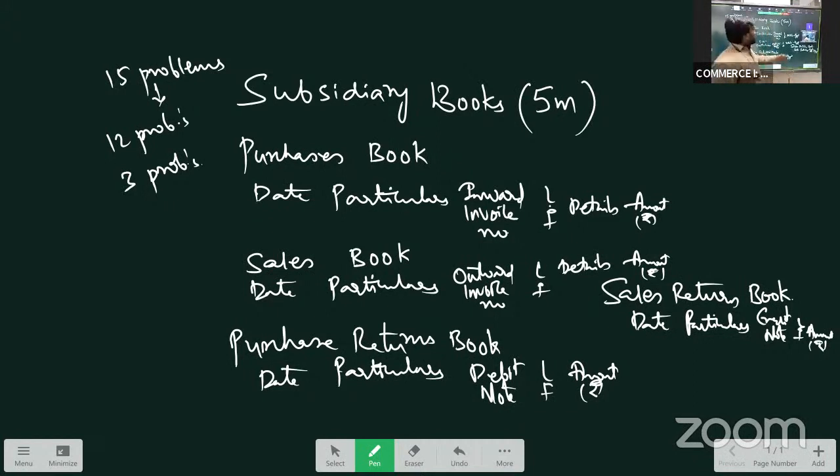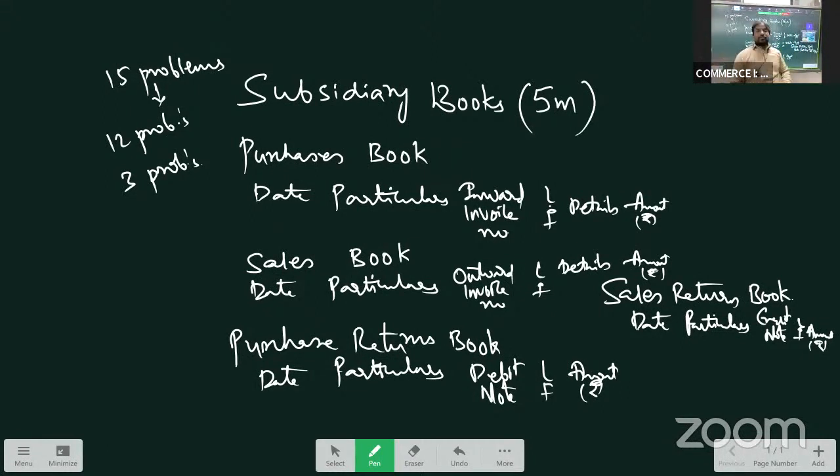So these are the formats for purchases book, sales book, purchase return book, and sales return book. In purchases book, we'll be writing inward, whereas for sales book, we'll be writing outward. For purchase return book and sales returns book, we do not have the details column. And instead of inward and outward, for purchase returns we'll be writing debit note, and for sales returns book, we'll be writing credit note.